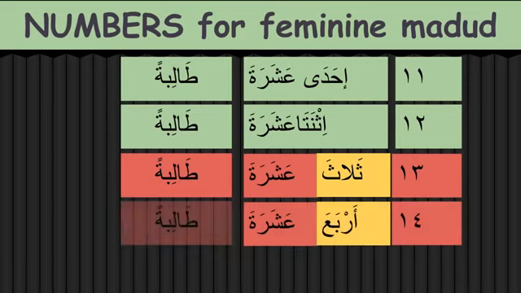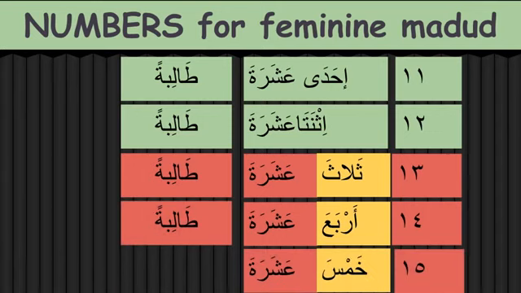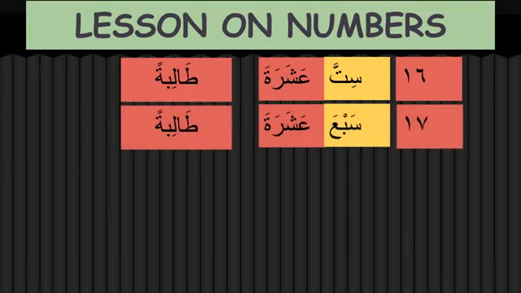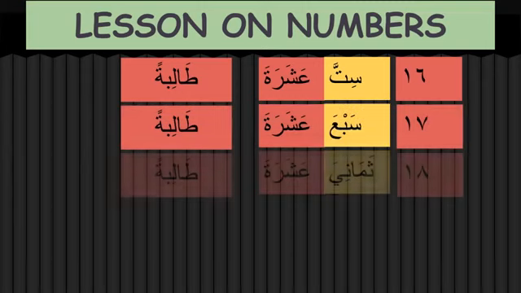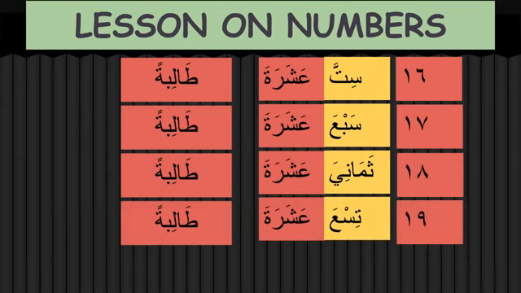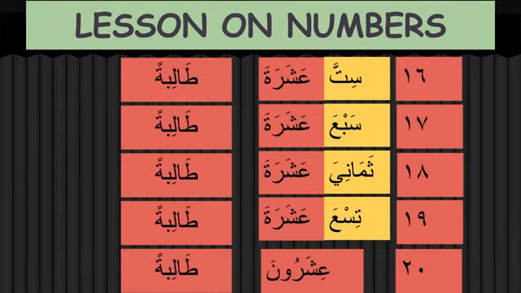Arba'a ashara talibah. Khamsa ashara talibah. Sitta ashara talibah. Sab'a ashara talibah. Thamaniya ashara talibah. Tis'a ashara talibah. Ishrun talibah. So let's say ishrun remains ishrun. So these are the cardinal numbers which we use to describe the number of nouns. So you just have to practice, and as you practice you will get used to this concept. So it's not very difficult.